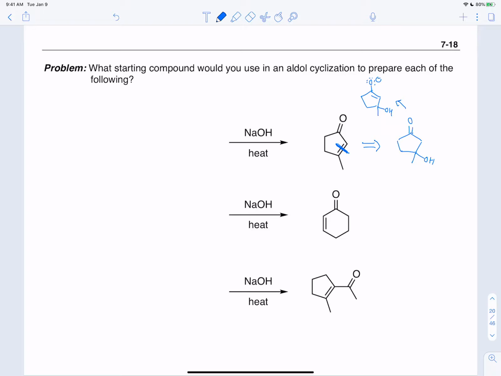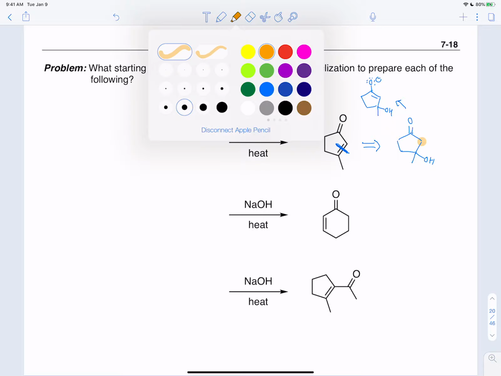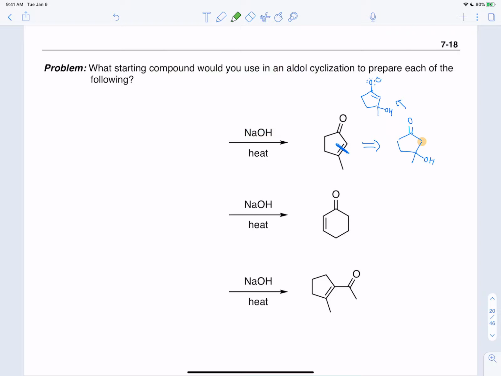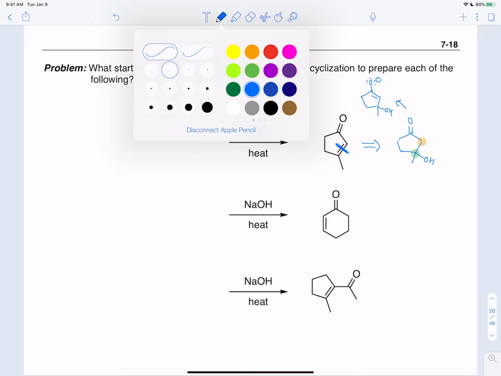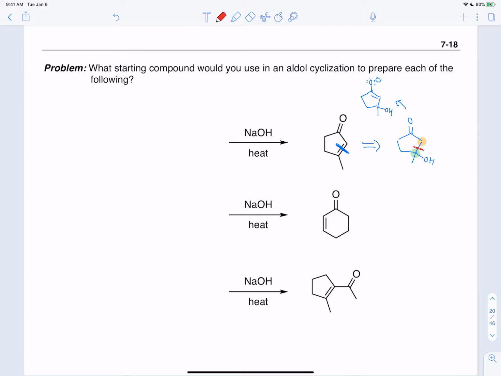So now we can disconnect one more time, rationalizing that this was our nucleophilic enolate carbon. That means that the alcohol used to be our carbonyl. So now breaking this bond fully open, we're going to ring open the system.